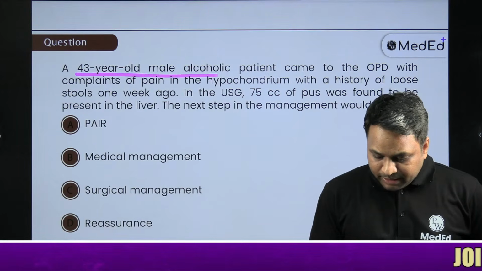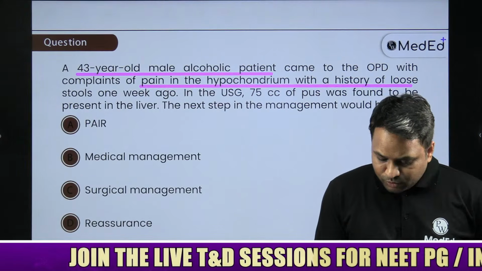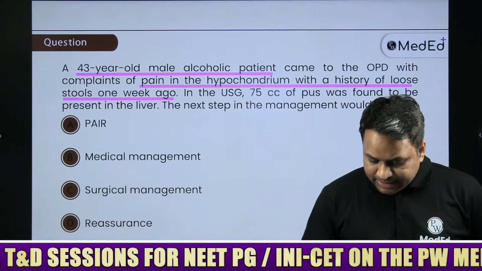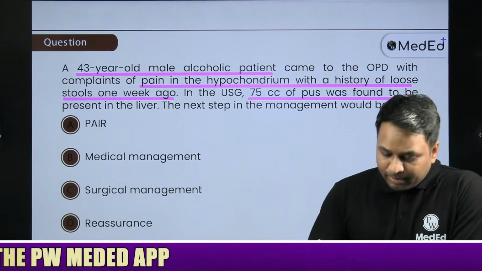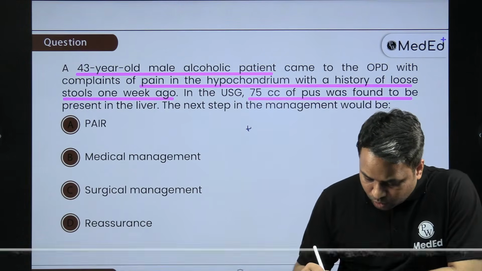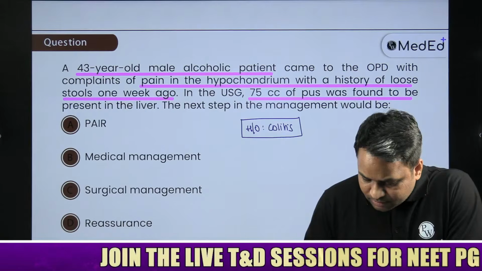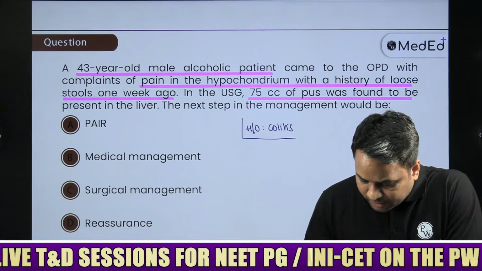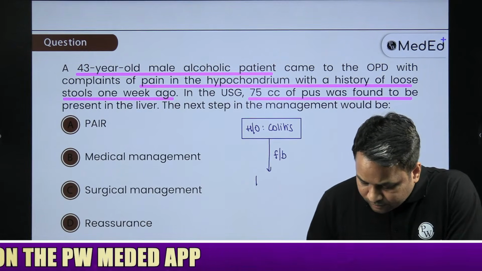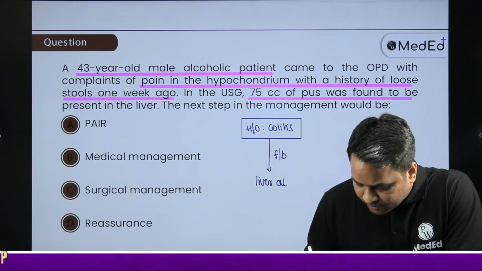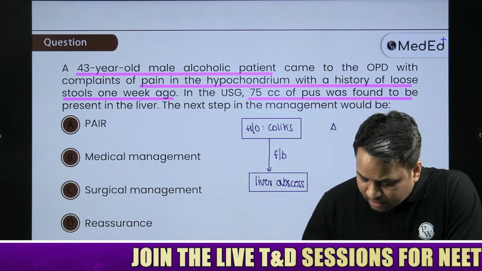I have a 43-year-old male alcoholic patient who comes to the OPD with complaints of pain in the hypochondrium with a history of loose stools 1 week ago. USG says 75 cc of pus was found to be present in liver. What is the next step in the management? Now, remember history of colitis, which is followed by liver abscess, is usually seen in amoebic liver abscess.